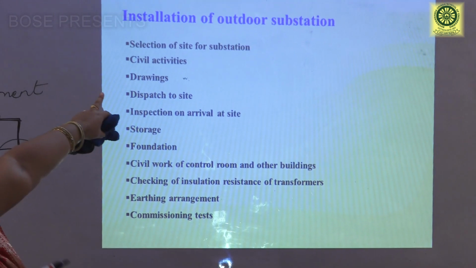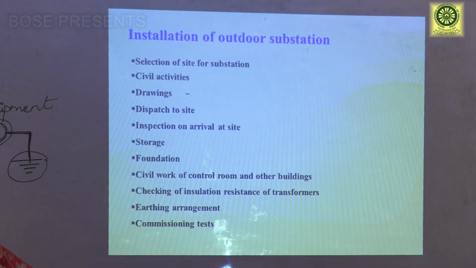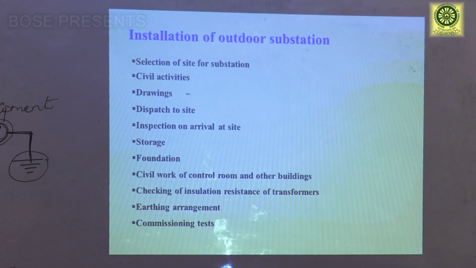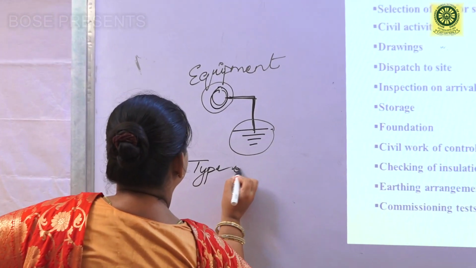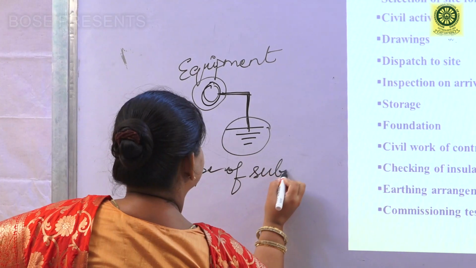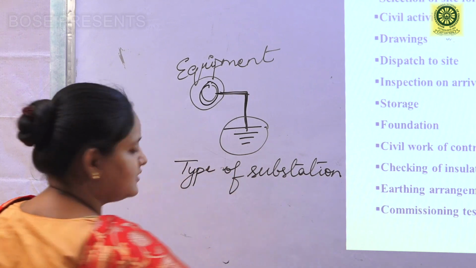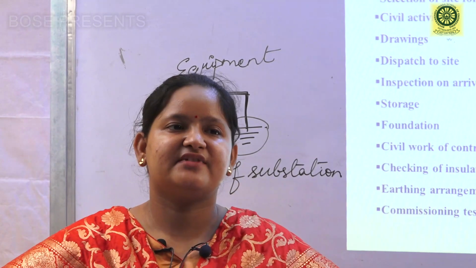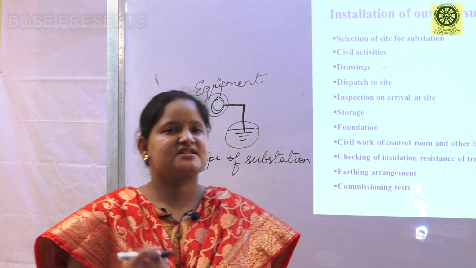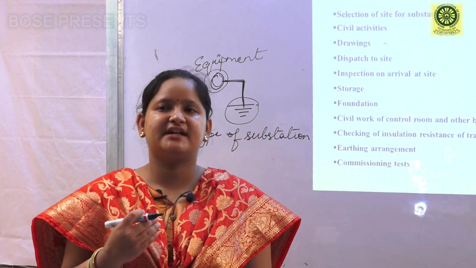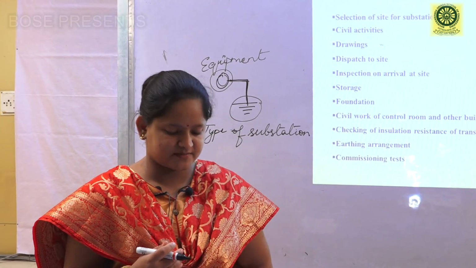First I will talk about selection of site for substation. Now what are the considerations while selecting a site? First point is type of substation. We have to see whether it is a step-up substation or a step-down substation. Step-up substations are generally located nearer the generating stations, and step-down substations are located nearer the distribution substations.